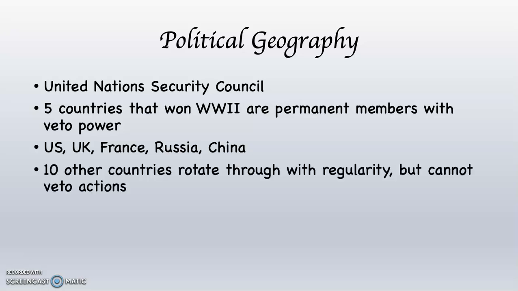There are 10 other countries that rotate through the Security Council with regularity, so everybody sits on the Security Council eventually, but only those 5 countries, the US, UK, France, Russia, and China, have veto power. So why isn't Taiwan a member? Well, look at the 5th of those 5 countries, China, because China considers Taiwan a breakaway province, and they do not like anyone saying that Taiwan is a legitimate country. And so China is able to veto the ability of Taiwan in getting membership for the United Nations. As a result of that, Taiwan is not a member of the United Nations.